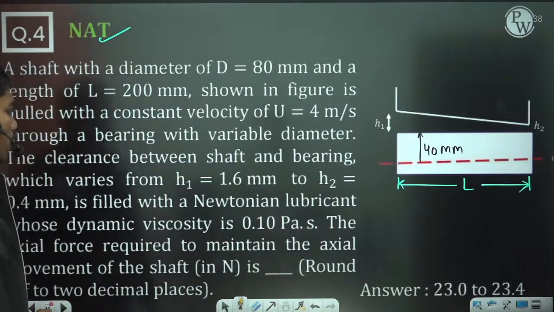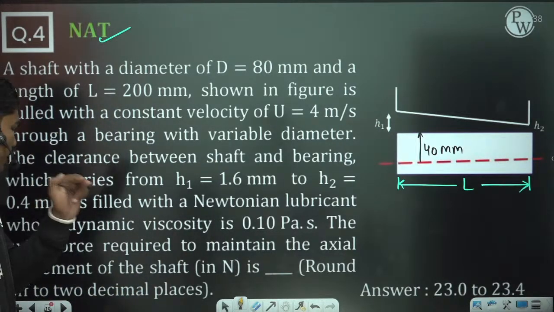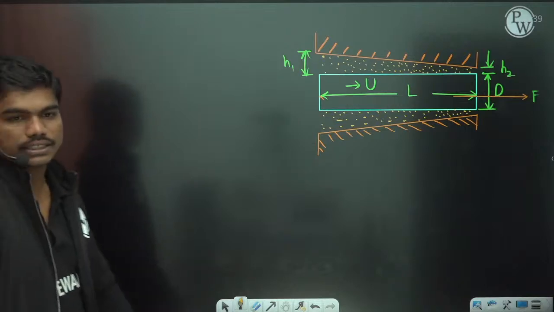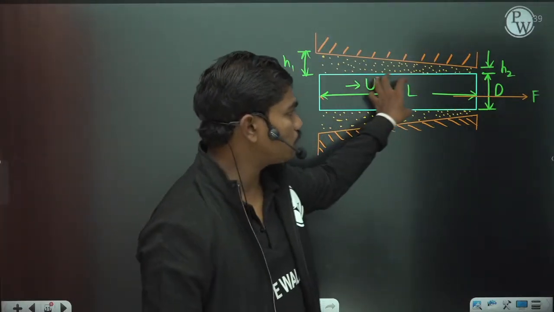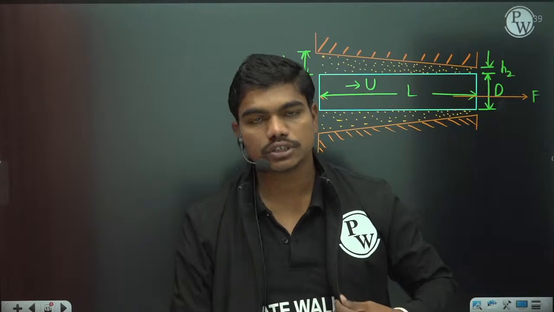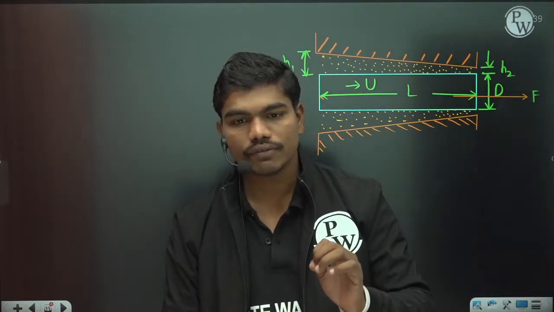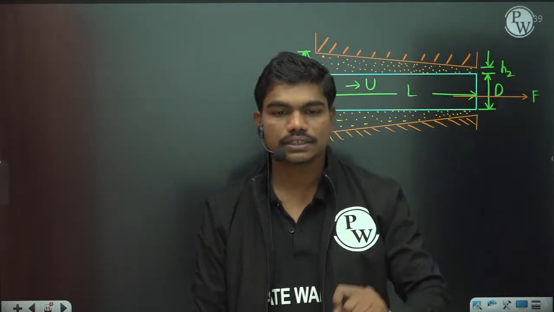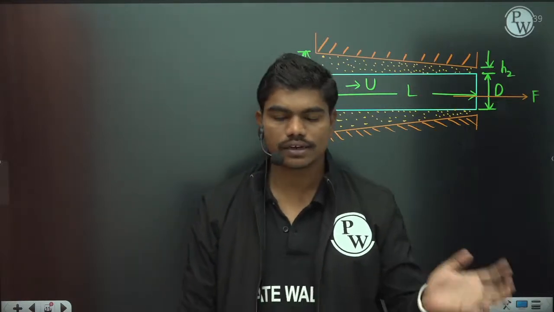Now if this is viscous oil, the axial force required to maintain the axial movement of the shaft is dash. Obviously, if you want to pull this shaft, you need to apply certain force. So they are asking what is the magnitude of that force F? Let us see, 72.6 you are getting. Let us check what is the value.